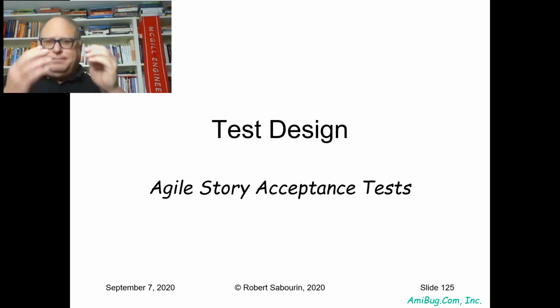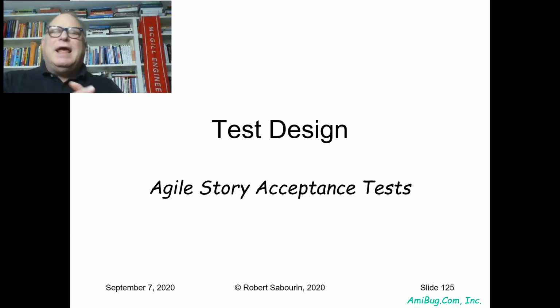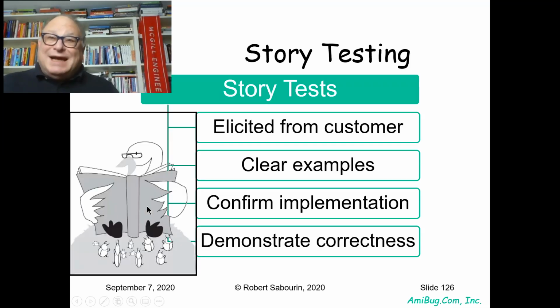So when we're talking about story acceptance tests, we're talking about a certain type of requirement that's defined as a user story, and this is the acceptance criterion. Story tests, so that's what I will call them, story tests, are not things that the team or an individual actually makes up. Story tests are elicited from customers. They're often in the form of an example. So there would be a clear example of how we expect the system to behave in certain circumstances.